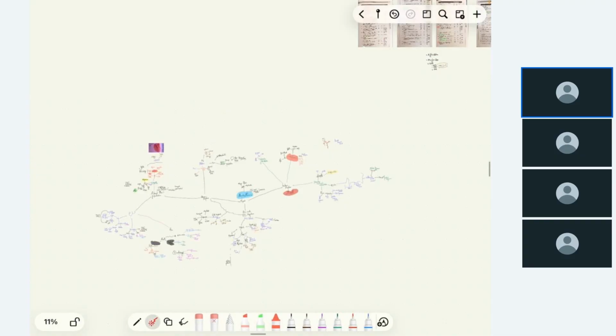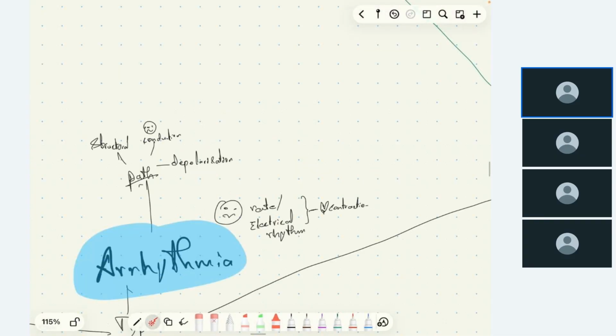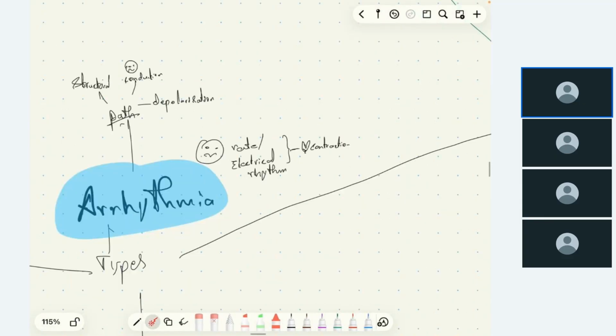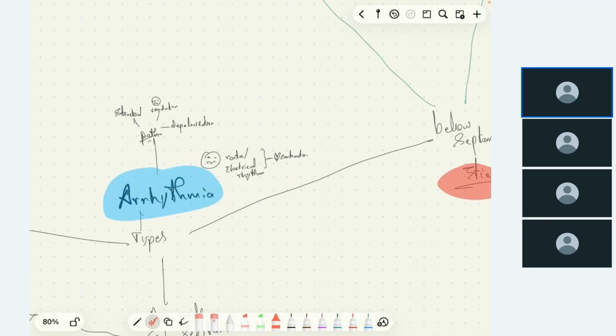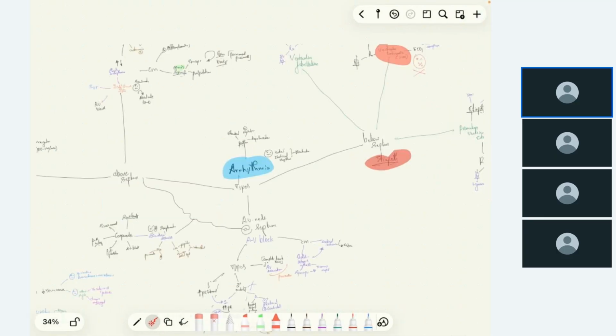What is arrhythmia? There is impaired heart rate or impaired electrical rhythm. What is impaired electrical rhythm? The RR interval is impaired or the PR interval is impaired. All those electrical rhythm impairment. Impaired heart rate or electrical rhythm, which leads on to impaired contraction of heart muscles, is called as arrhythmia. Arrhythmia is impaired heart rate or electrical rhythm with impaired contraction of heart muscles. What are the types of arrhythmia that we see?